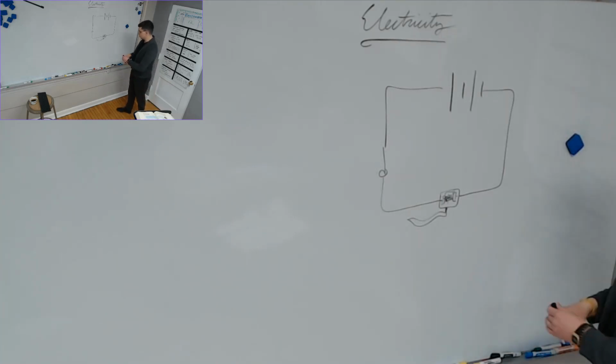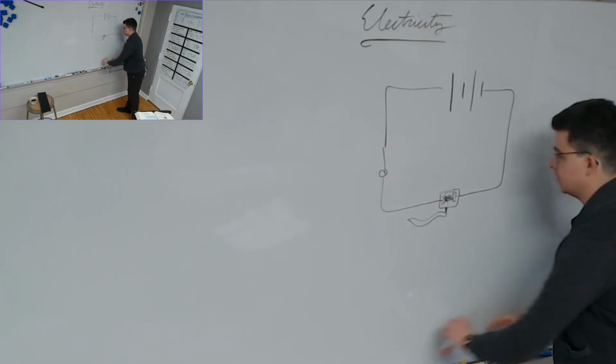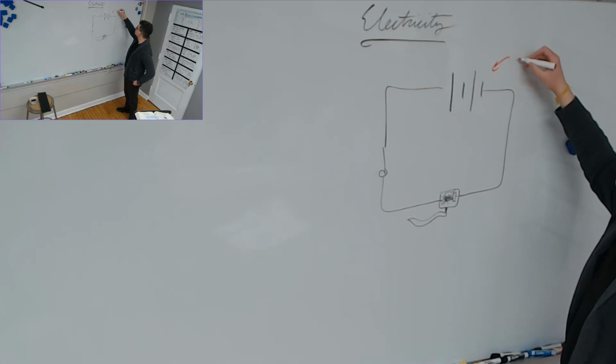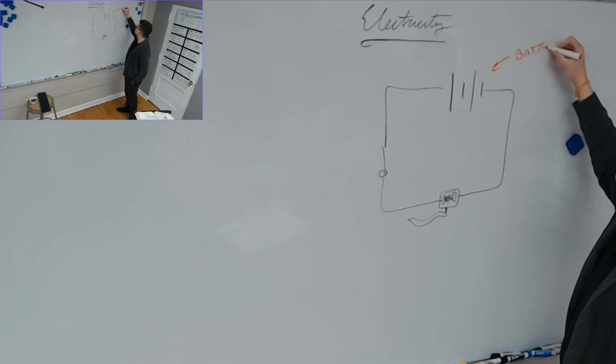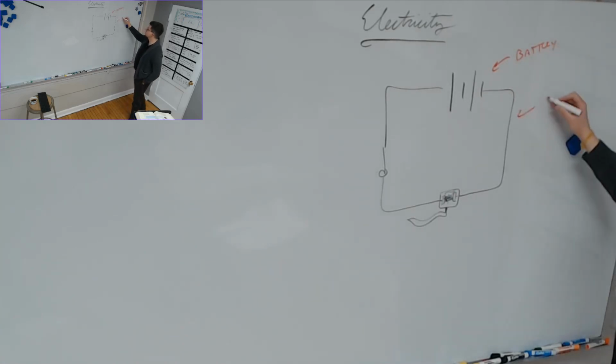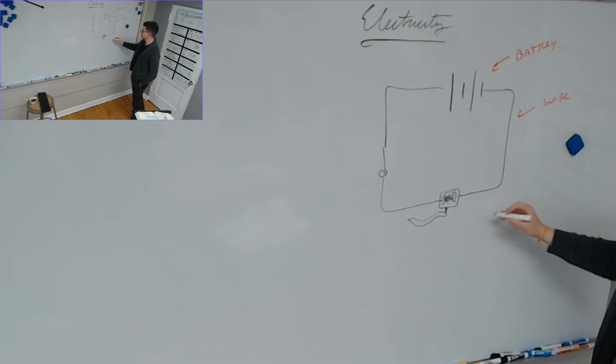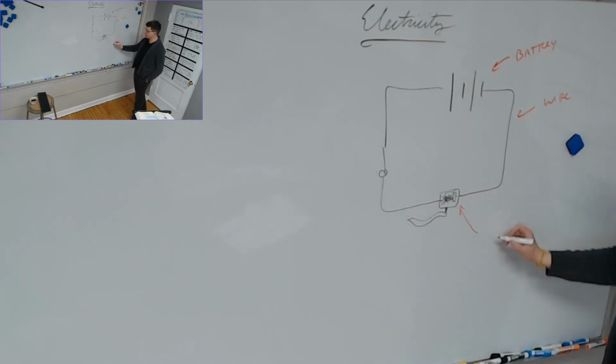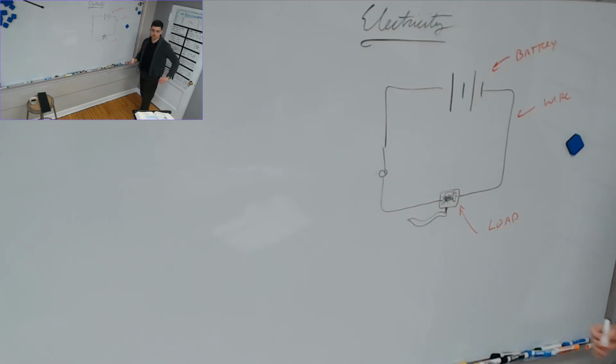What does this symbol represent? I'm gonna write these down. What does this symbol represent? Battery. What does this symbol represent? Wire, or some conductive material. This specifically is a motor. We call this the load. This is the load of the circuit.